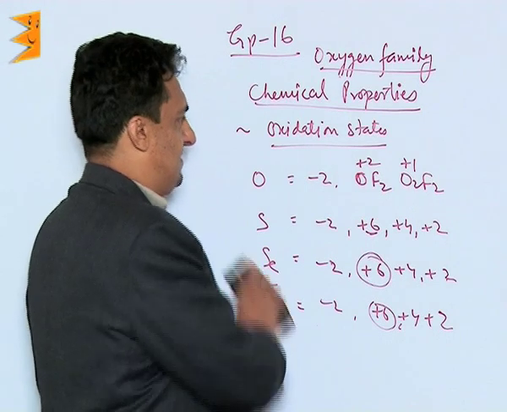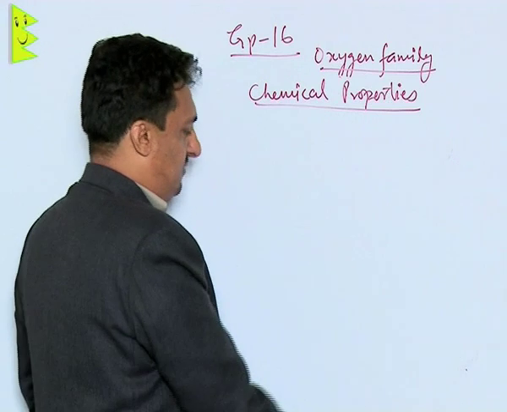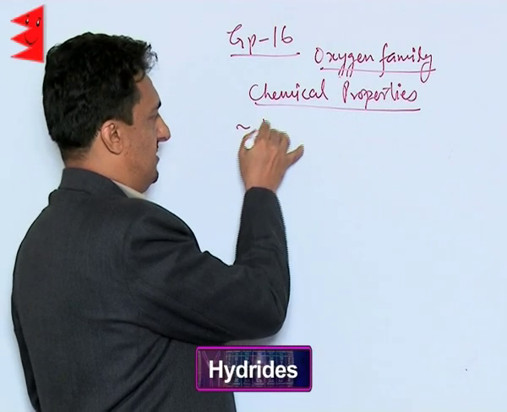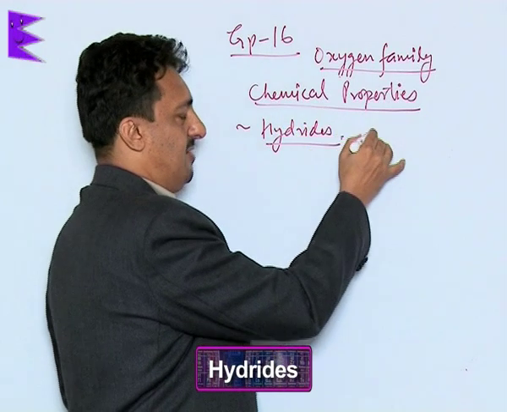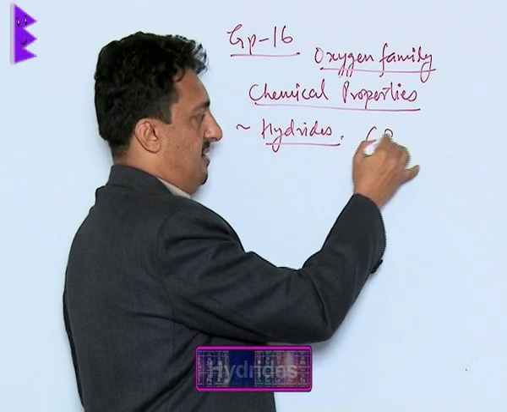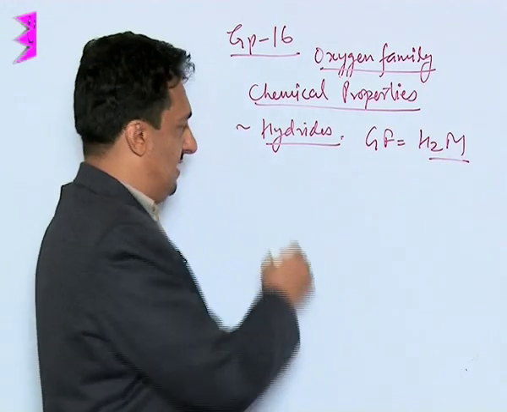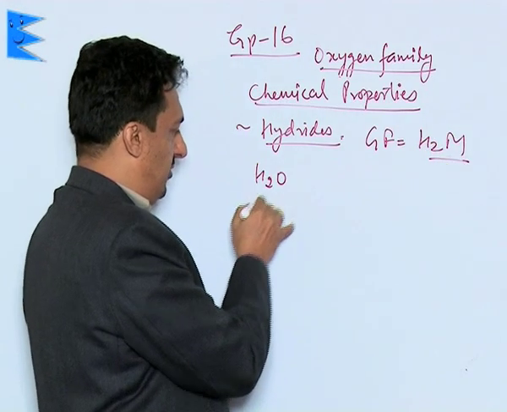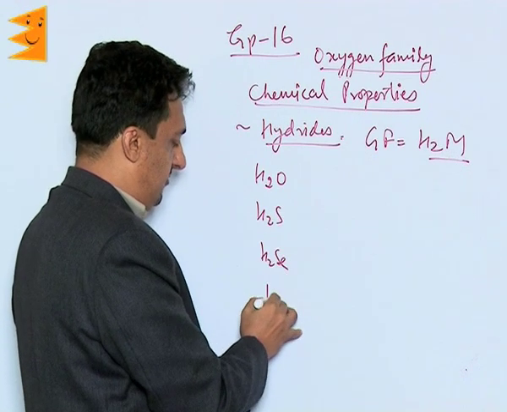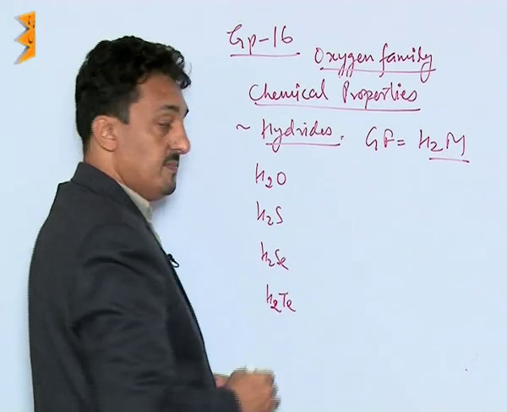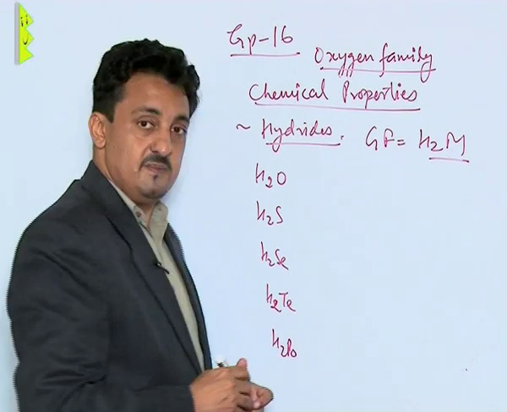Now let us discuss their compounds. Let us take first their hydrides. They all combine with hydrogen to form hydrides with general formula H2M. Like we can have H2O, H2S, H2Se, H2Te. I am not taking polonium because that is not mainly taken in this case.